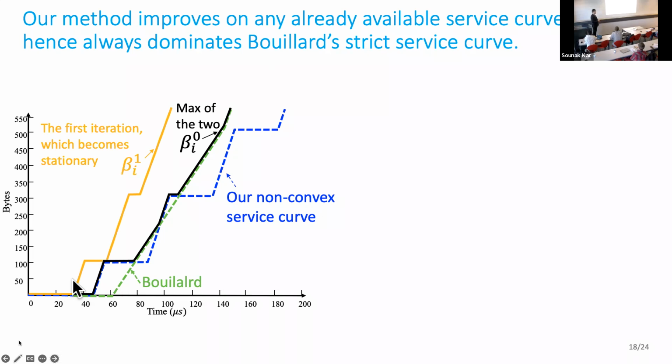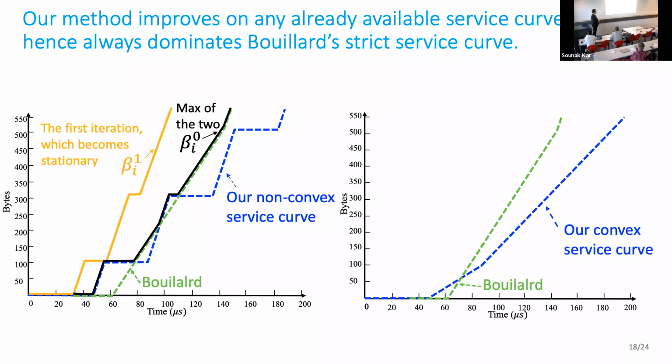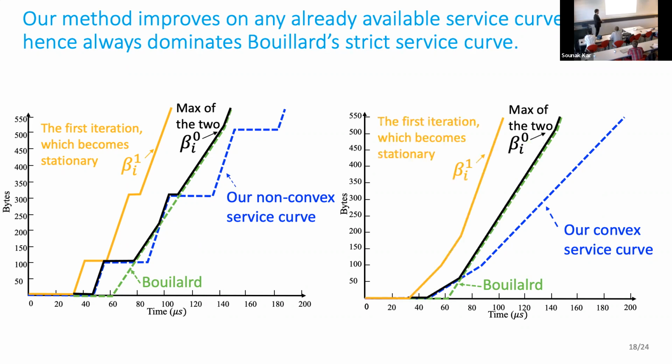If you insist on using convex curves, well, we could do the same thing. We could compute our convex strict service curve with no assumption on interfering traffic. We could compute the Bouillard strict service curve, take the max of the two, which remains convex, then apply our mapping once again.